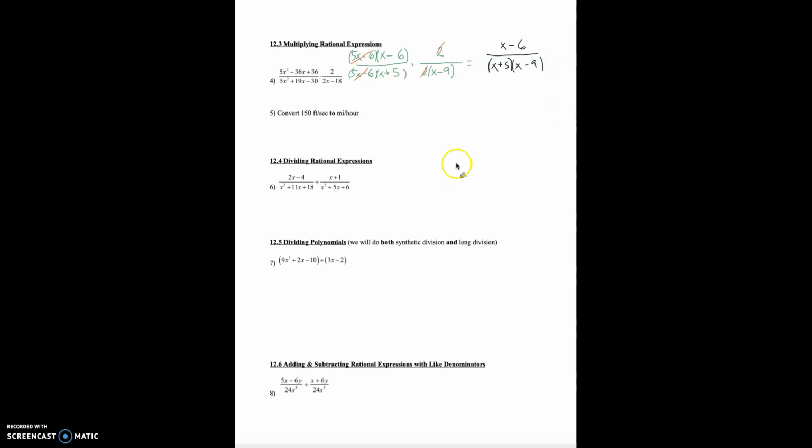Now, 5 is the dimensional analysis, which is actually an important skill. So we're going to convert 150 feet per second to miles an hour. So I'm going to start with 150 feet over 1 second.